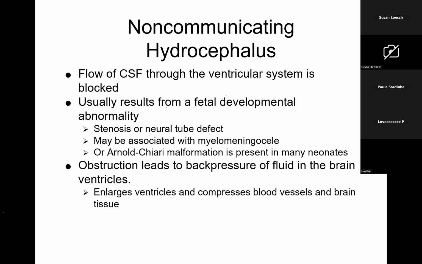Because these sutures of the skull are not yet closed, the baby's head will enlarge beyond the normal size as the amount of fluid increases. Excess cerebral spinal fluid will accumulate because more is produced than absorbed, and because of the obstruction to the flow. So this is non-communicating hydrocephalus. This usually comes from some sort of developmental abnormality like stenosis or a neural tube defect or myelomeningocele and Arnold-Chiari malformation. The obstruction causes an increase in the back pressure of fluid in the ventricles of the brain, causing the ventricles to dilate or enlarge and compress the blood vessels and the brain tissue.